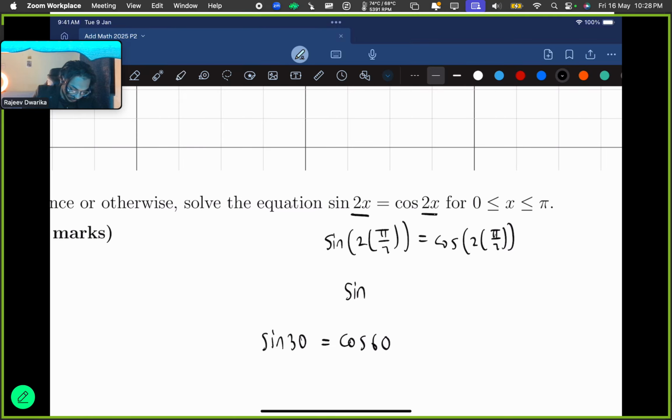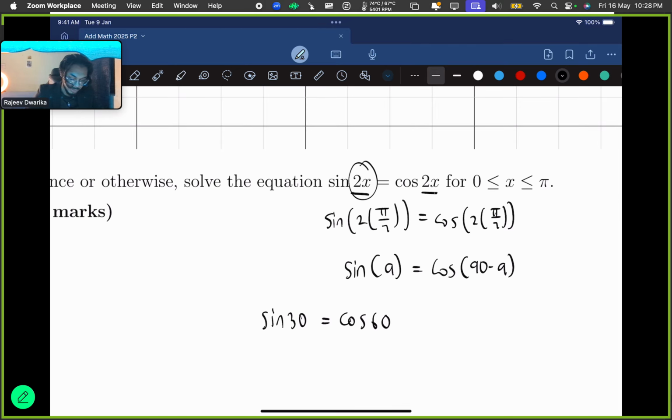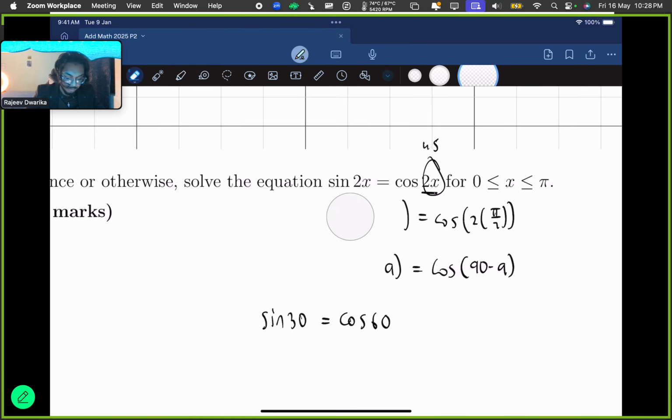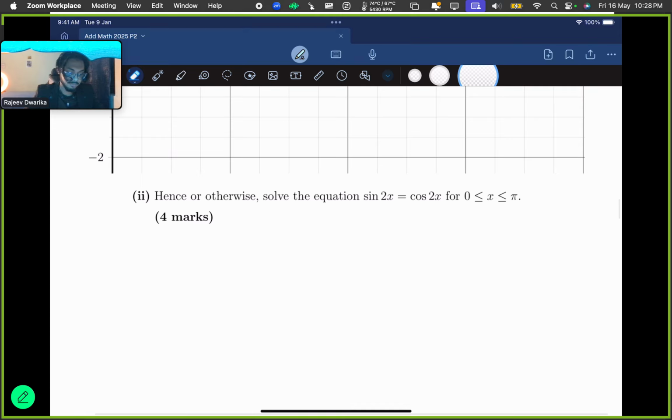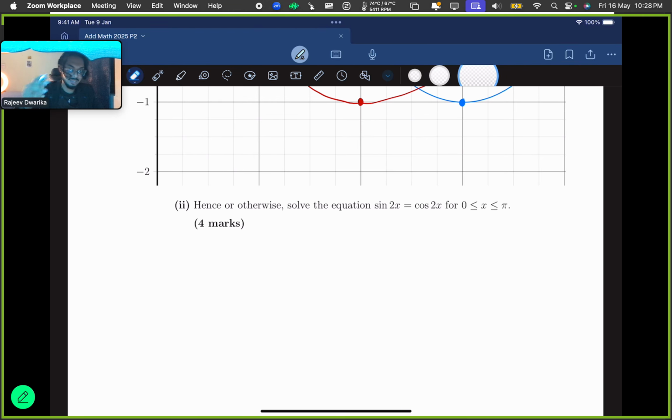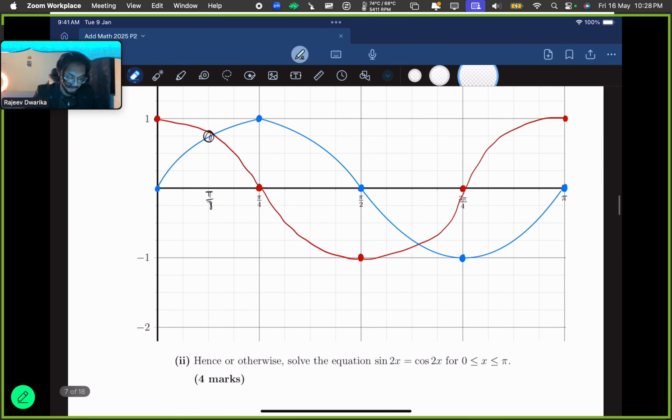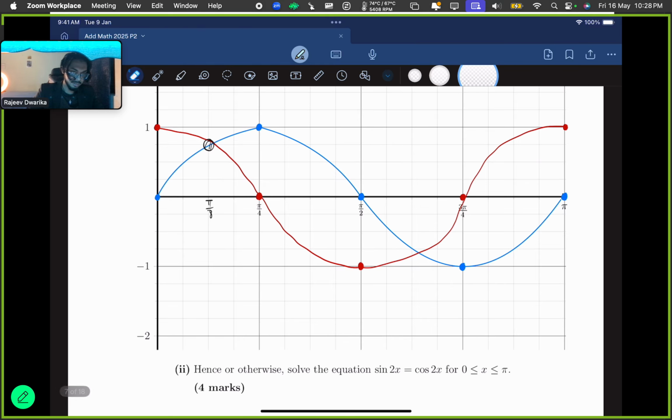Once you have sine A, that would be equal to cos of 90 minus A. Yes or no? Yes, sir. So you could have used that to answer this question because both of them are equivalent. So then 2x would be 45, and if you convert pi over 4 to degrees, you get 45 degrees. 180 over 4 is 45, because 180 over 2 is 90, and 90 divided by 2 is 45. You understand what I'm saying?